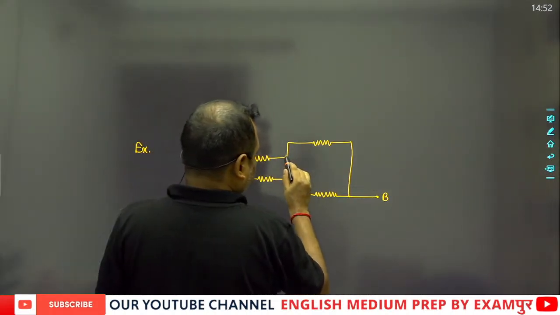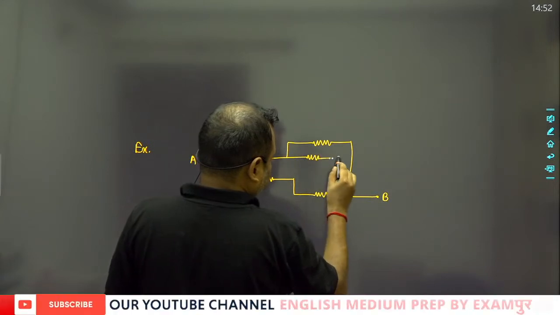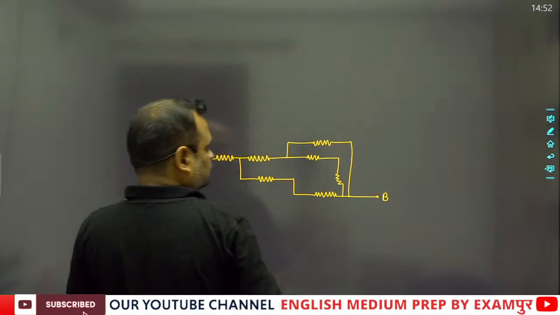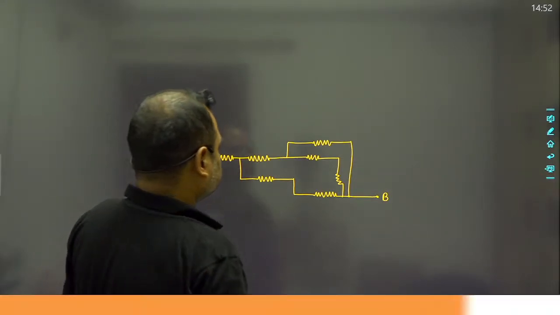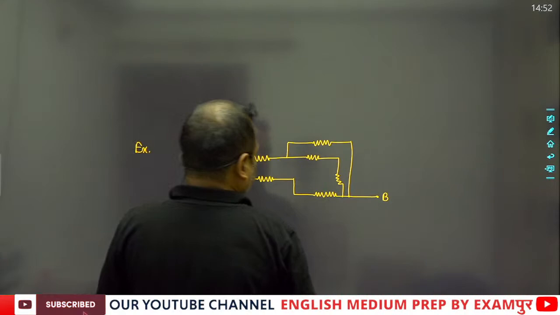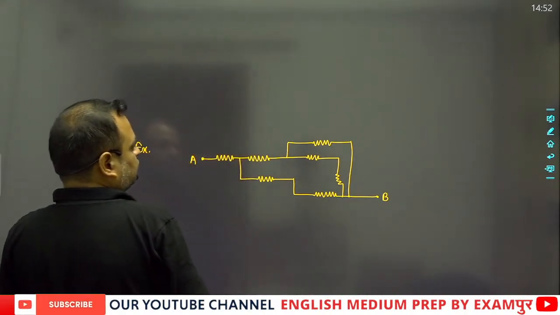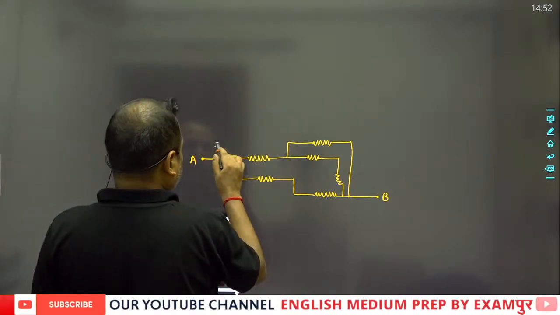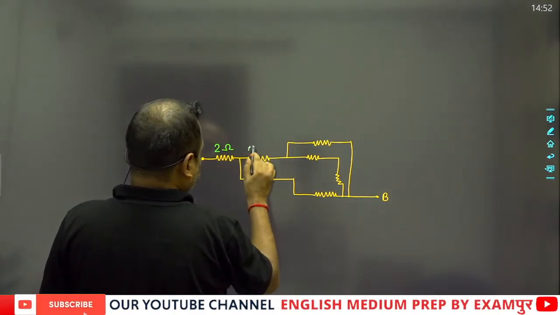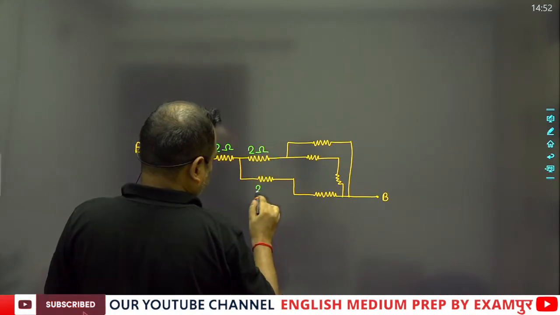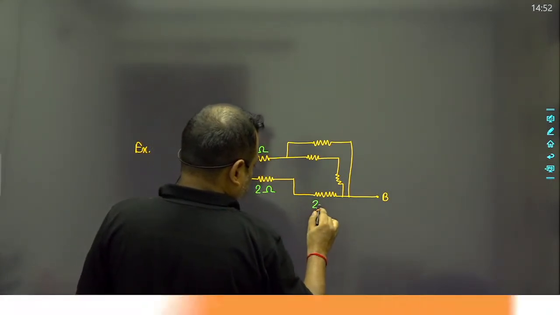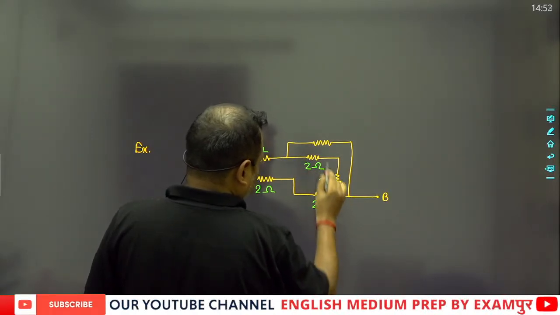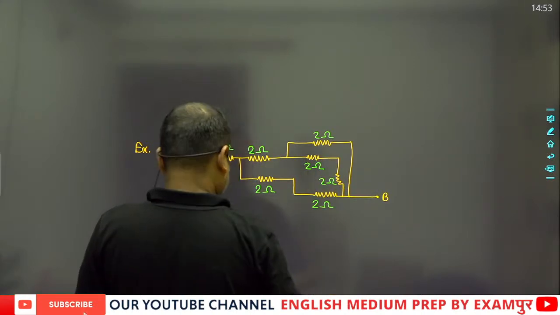Suppose that there is another resistance like this. Now you will have to calculate the value of the total resistance if all the resistances are of 2 ohms. Suppose that these are 2 ohm, and these are also 2 ohm resistances.